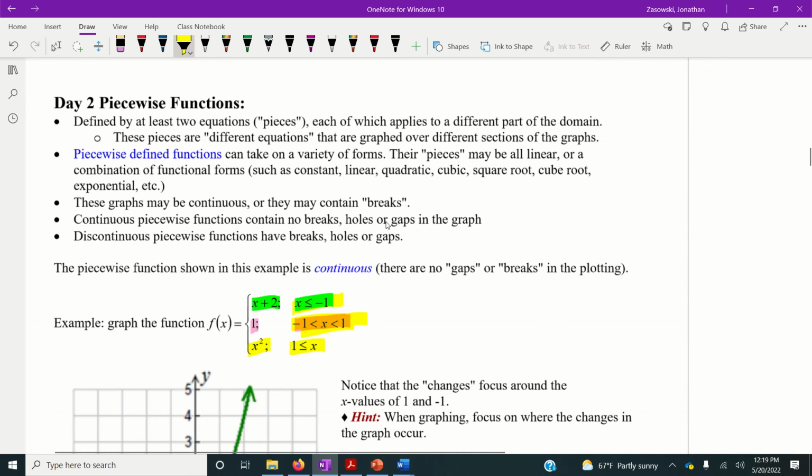Okay, so number one, their pieces may be all linear. They could be a combination of forms like a linear or a quadratic or a square root or a cubic. And they may also contain breaks or a jump. We'll talk about a jump later.